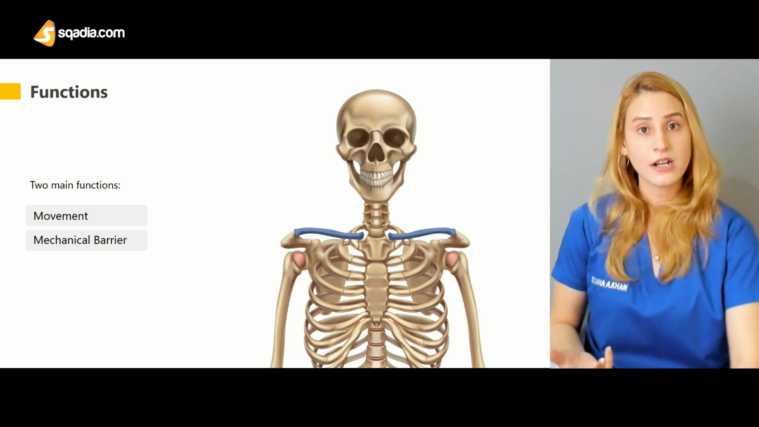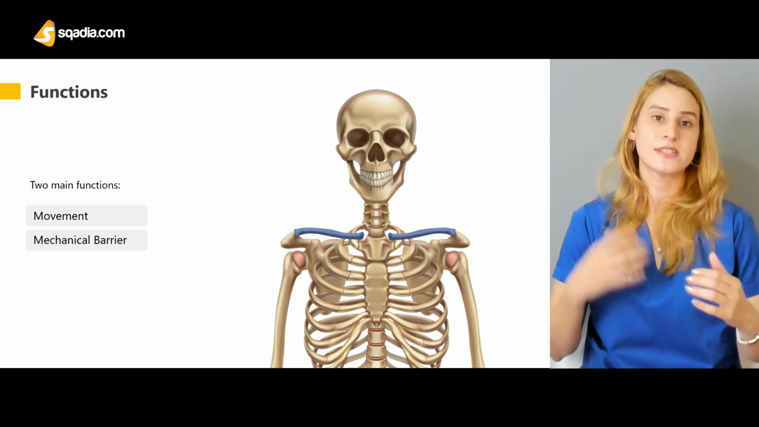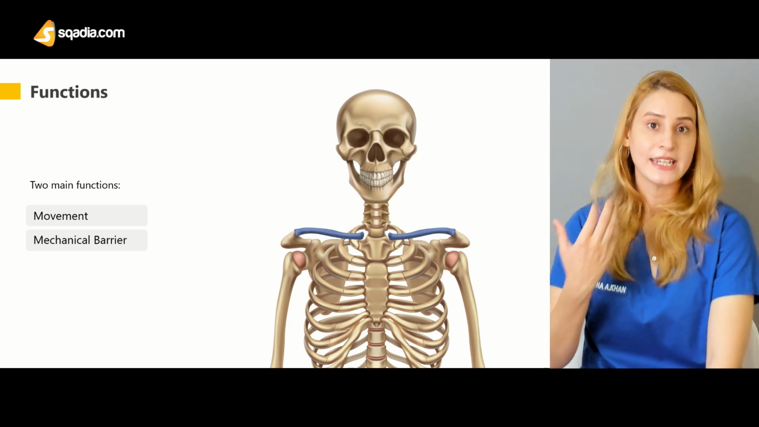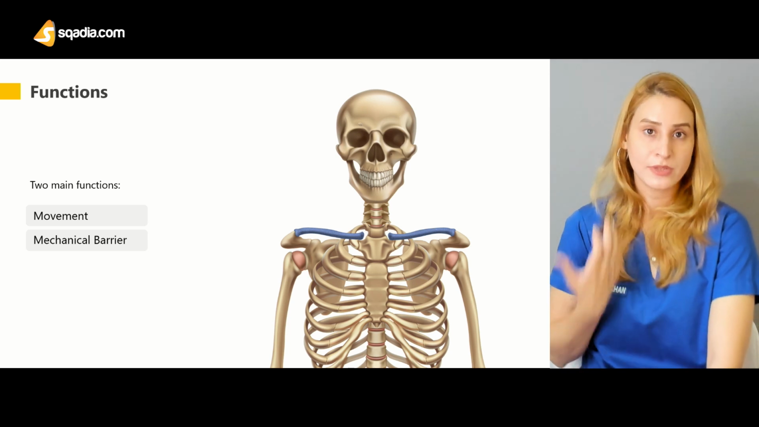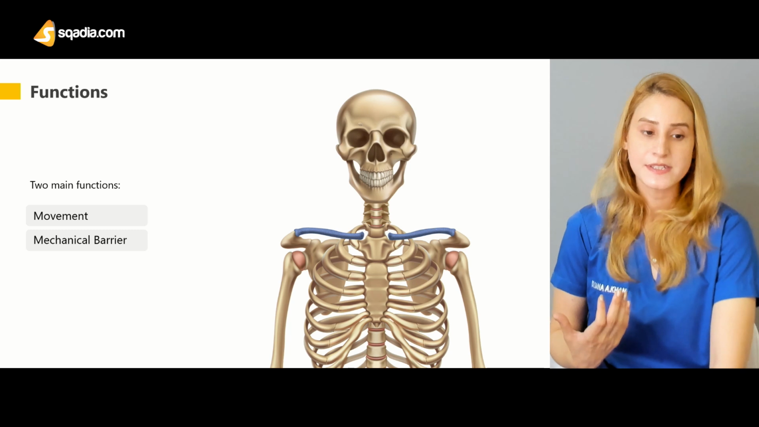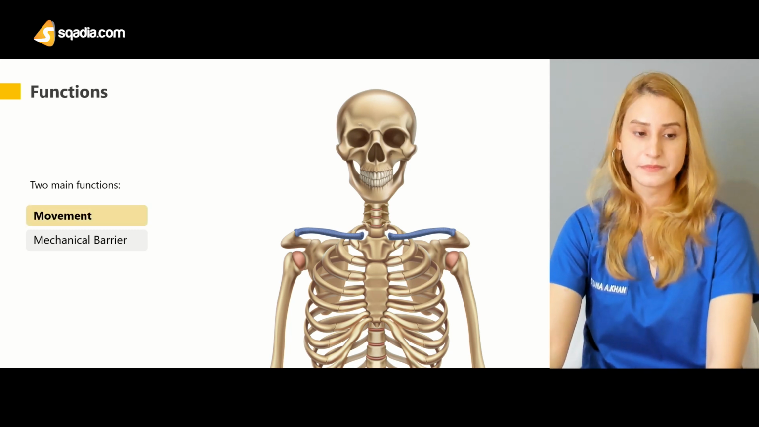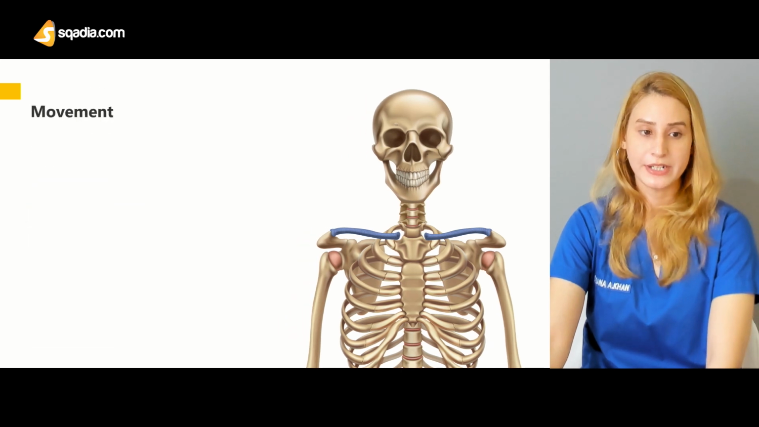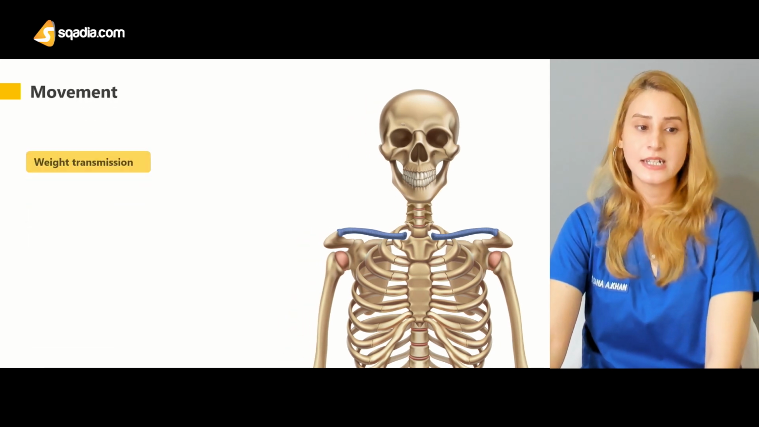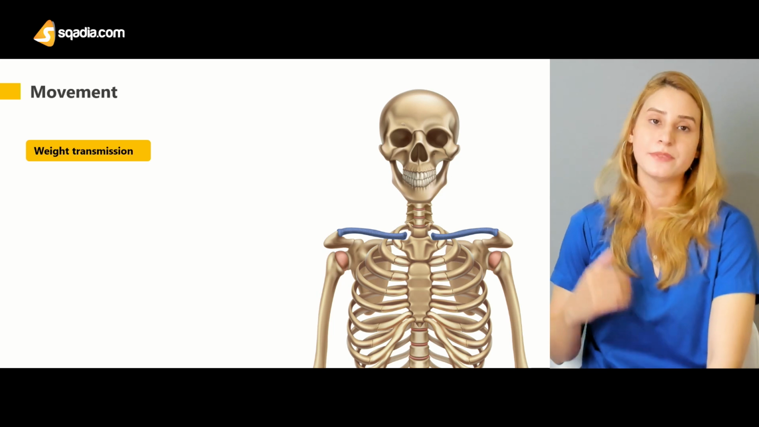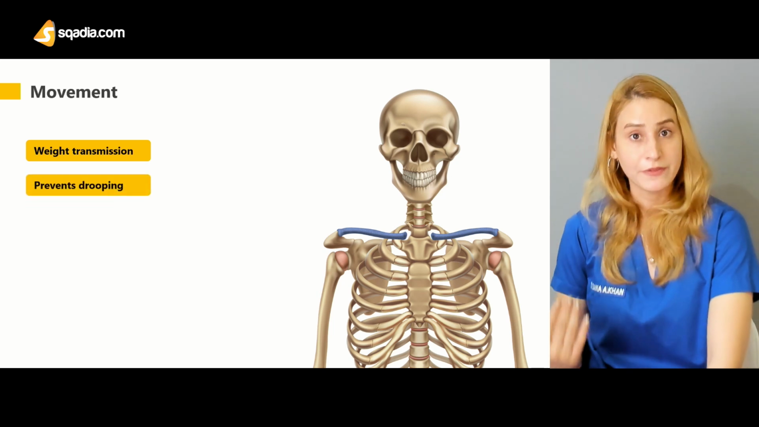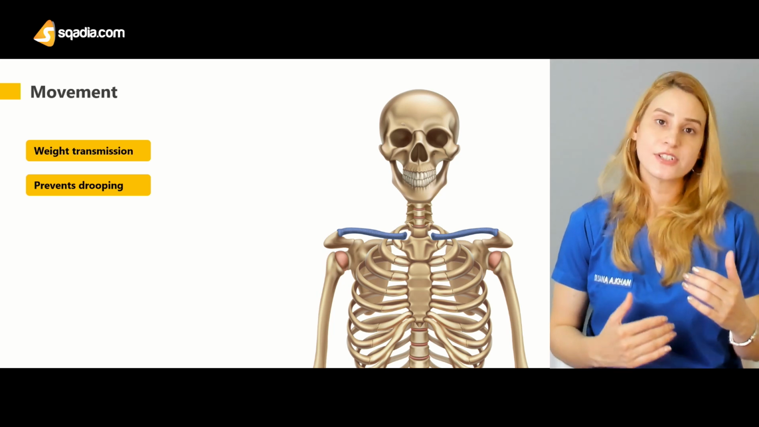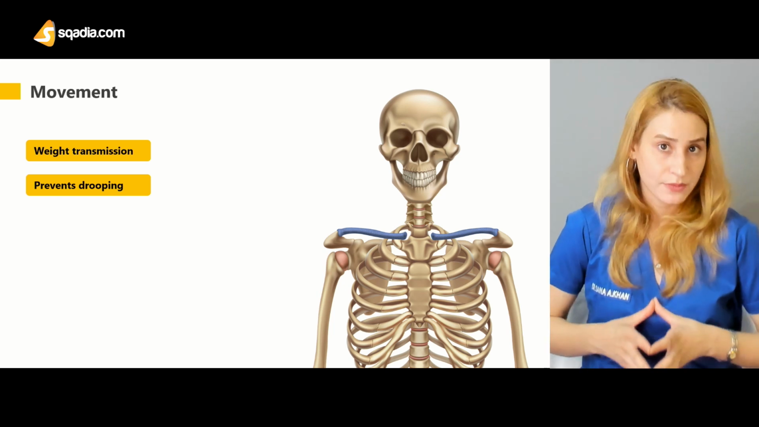Then we already talked about the mechanical barriers. It's a mechanical barrier, and it's a weight transmitting bone, and a connection or a link between the axial and the appendicular skeleton. So remember, number one is movement, and number two is mechanical barrier. So regarding the movement, I already told you about the weight transmission and that it prevents the drooping. Okay. One important structure which attaches to the clavicle is the sternocleidomastoid muscle.